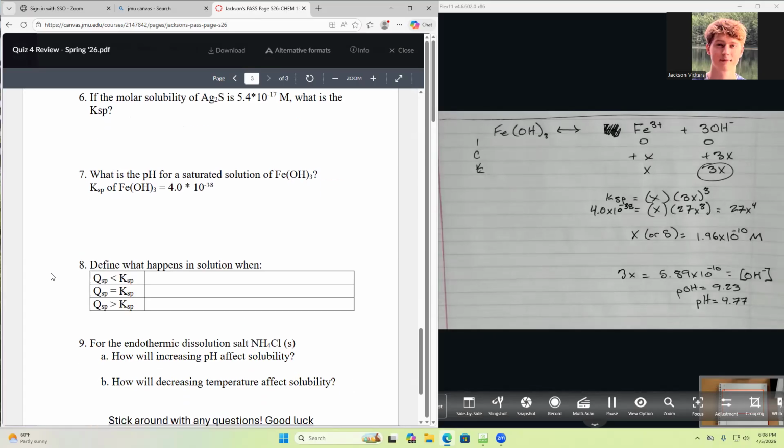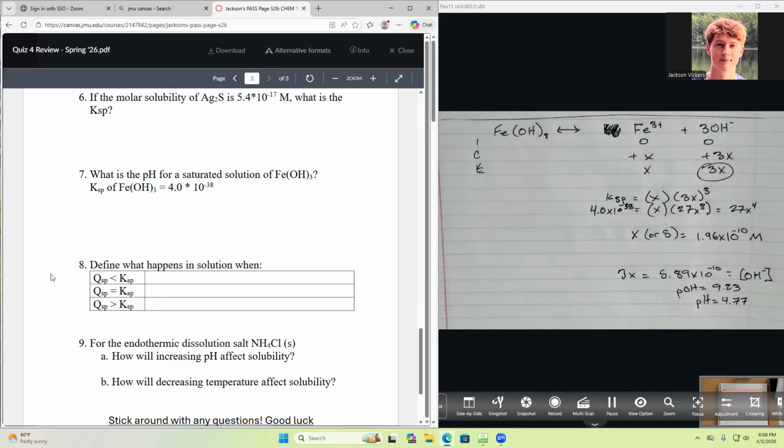This is conceptual. Define what happens. So again, we've talked about Q and K for a while now. K is when we're at equilibrium. We know that for a fact. Q is when we're at any conditions otherwise. It could be at equilibrium, it could be before equilibrium, it could be after. And it's good to know what happens to the solution when we're at these different points.